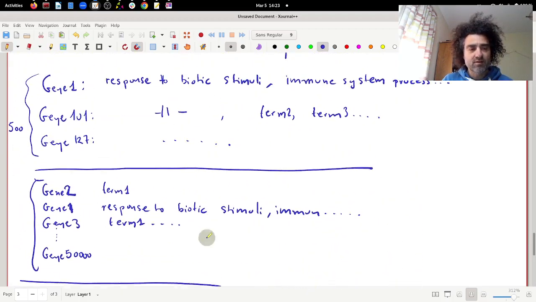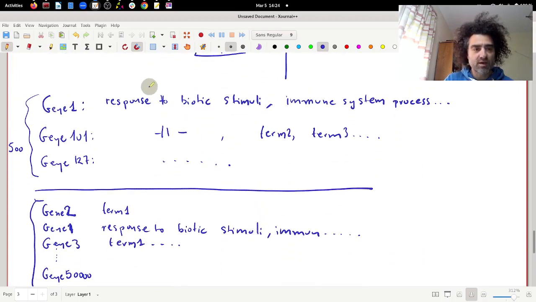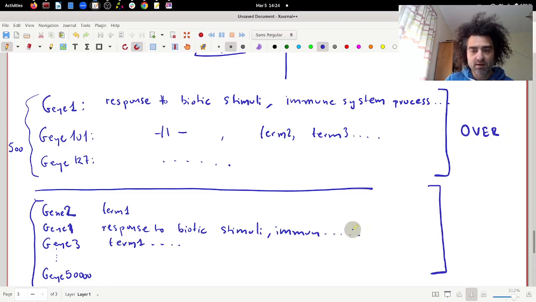Okay, let's see how to answer this question. We have these two groups here. We have our group of genes that are overexpressed, let's call this overgroup, and we have also the total set of genes, let's call it total.